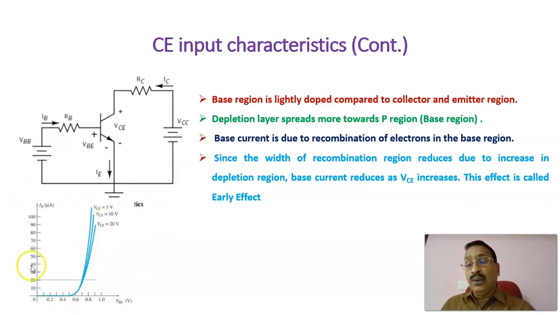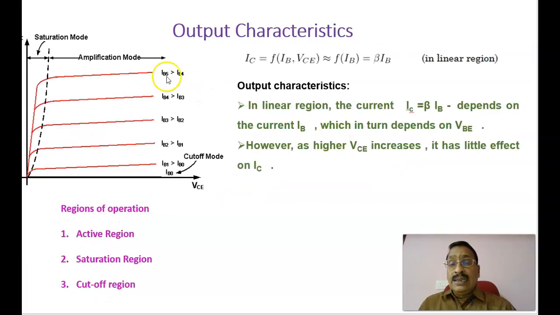Therefore, these are the input characteristics of a common emitter amplifier, in which VBE versus IB, the input current, is plotted for different values of collector to emitter voltage VCE. That is called the input characteristics. In the last slides I explained the input characteristics. Now let us see the output characteristics of a common emitter amplifier. Output characteristics is the plot of output voltage versus output current, that is VCE versus IC, for a given input current, for a given IB. This is called output characteristics.